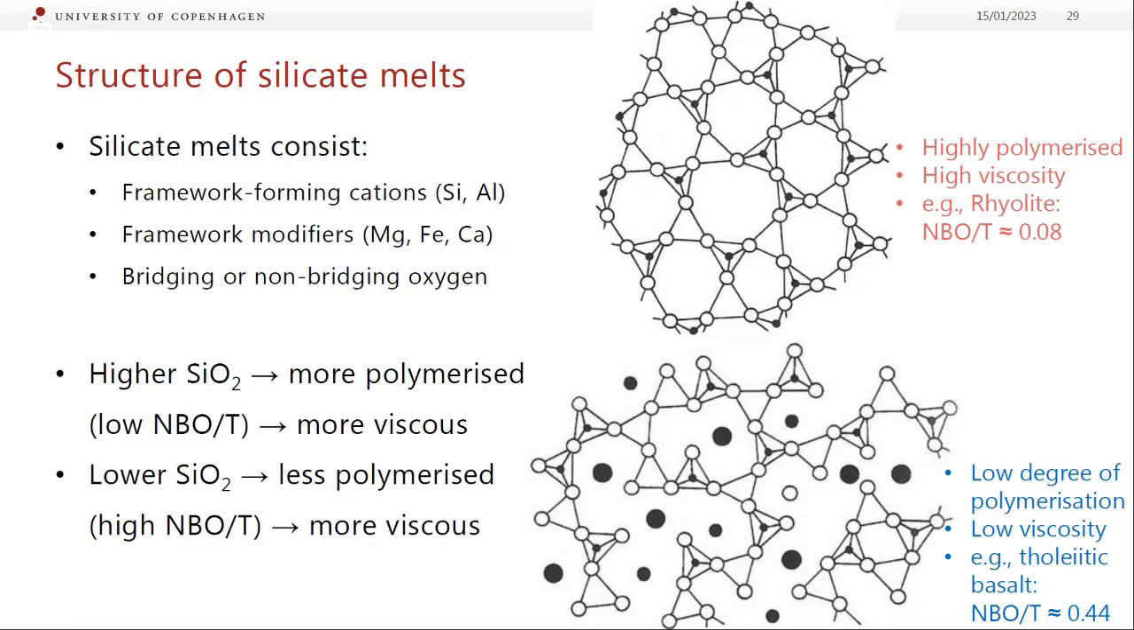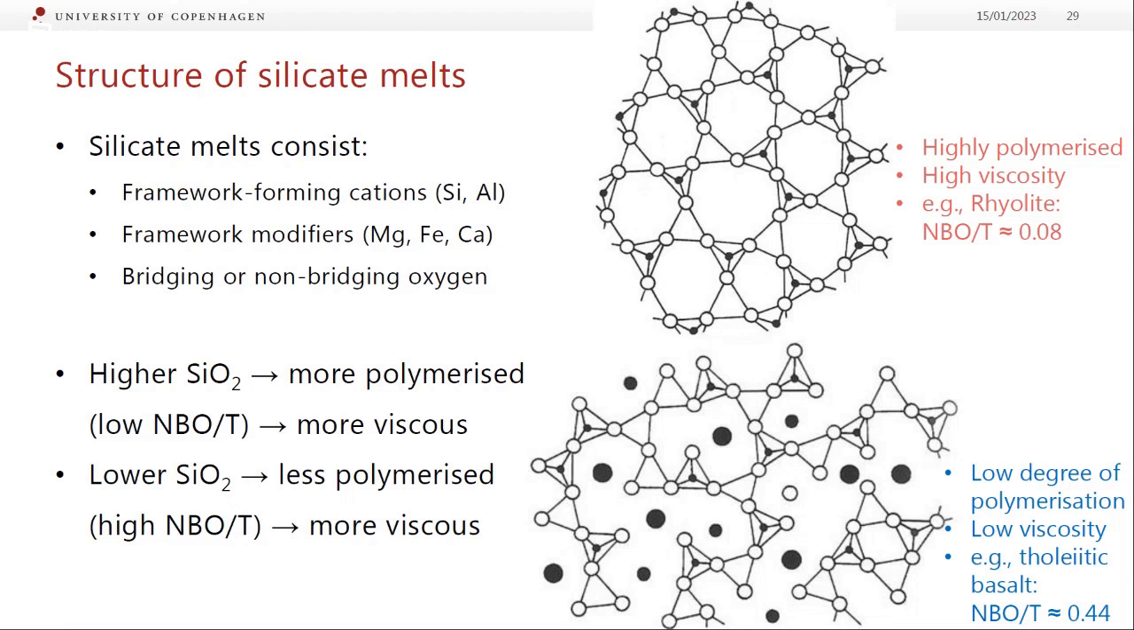Okay, silicate melts are made up of these framework-forming cations. These are cations that sit in tetrahedral sites, just like in minerals: silicon, aluminium generally. And then we also have these framework modifiers. These are pretty much every other cation: magnesium, iron, calcium. And the more of these framework modifiers that we have, the more broken up the framework made up of silica tetrahedra gets.